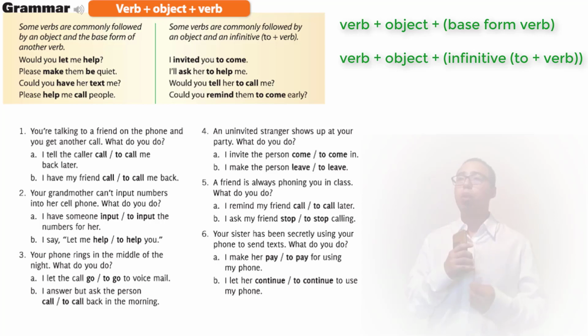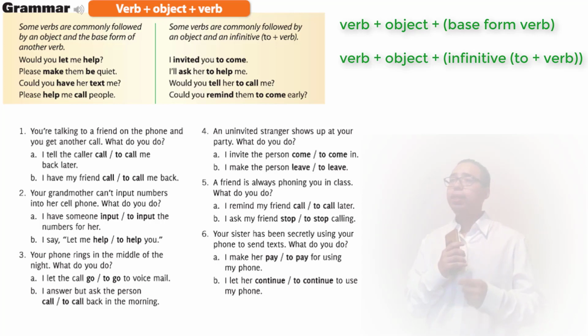Please make them be quiet. What is the verb? Make. Make who? Them. Make them do what? Make them be quiet. Could you have her text me? Please help me call people. Now, could you have her text me? Okay, verb is have. Have who? What is the object? Her. Have her do what? Have her text me.